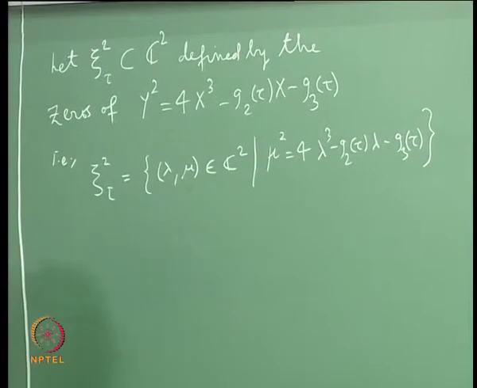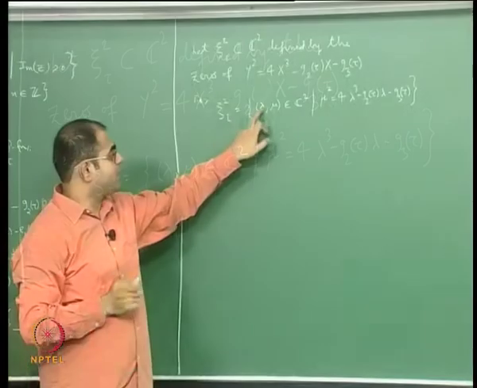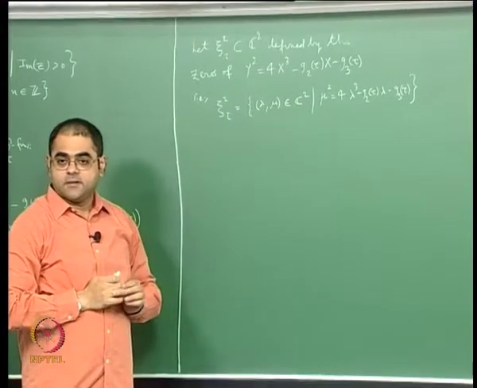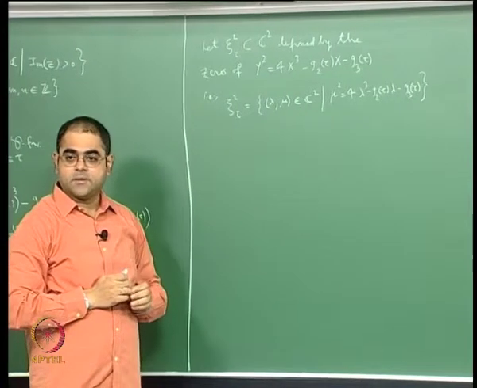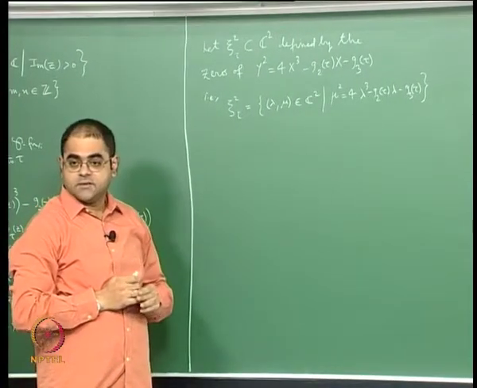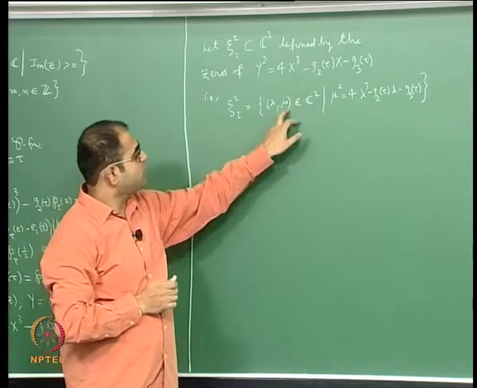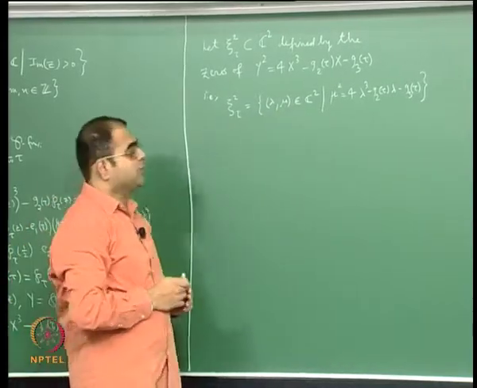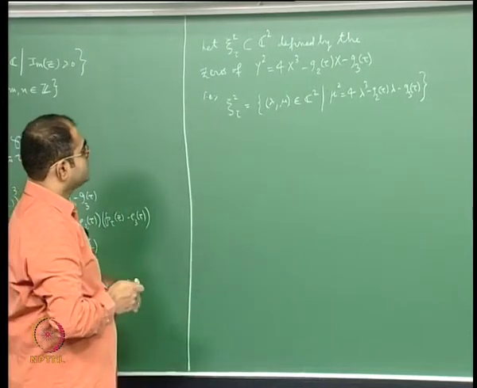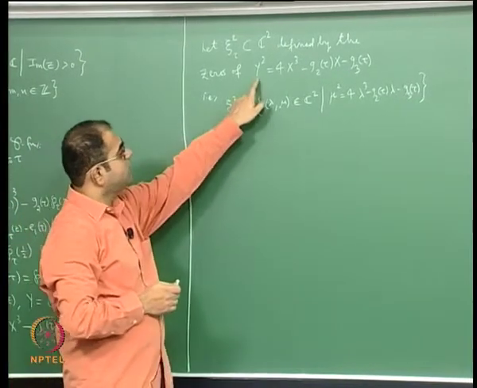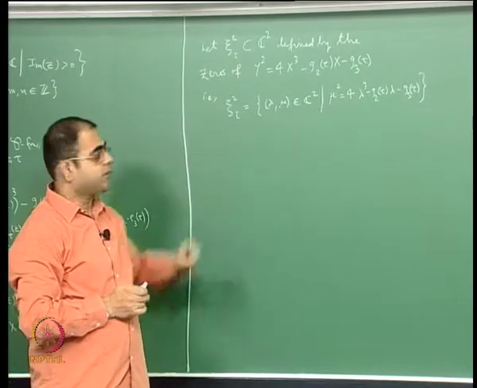So in this connection, please do not confuse this lambda with the elliptic modular function that we had defined some time ago. These lambda, mu are just constants, okay. So this is the set of zeros of this polynomial in C2, okay.